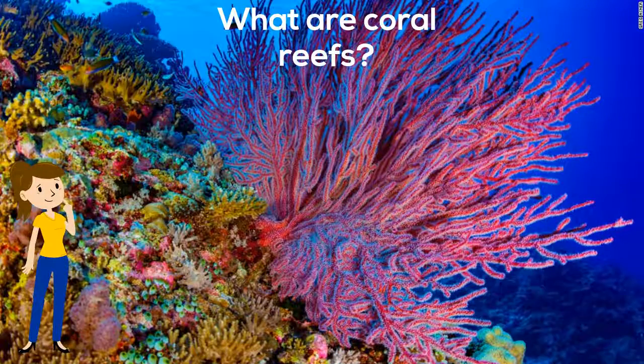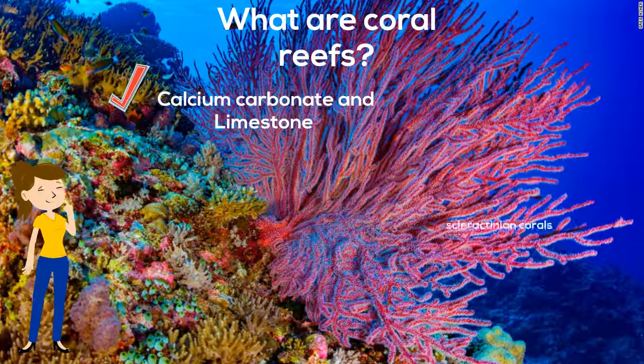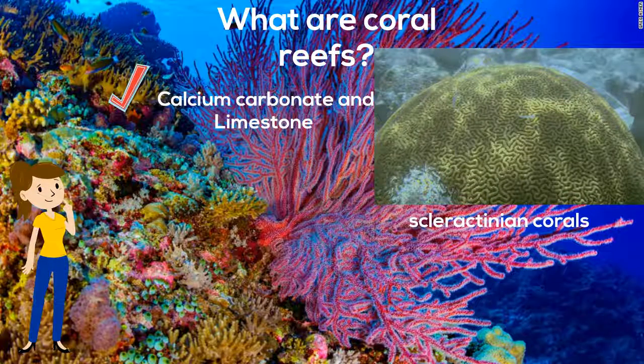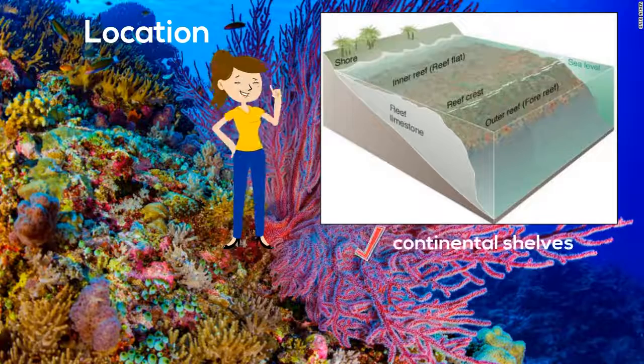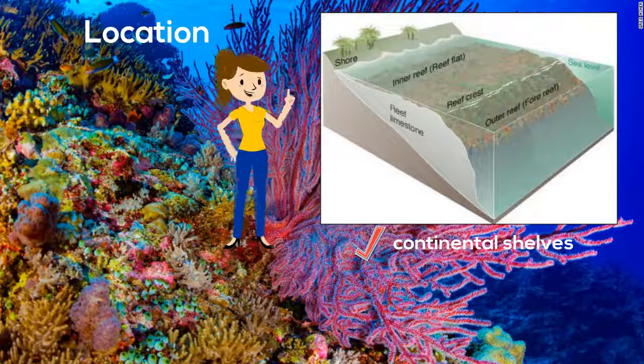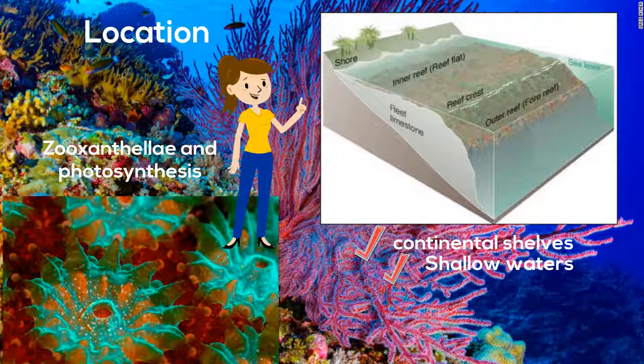We will first discuss how coral reefs form. They are made up of calcium carbonate and limestone deposited by other animals, but the main reef builders are scleractinian corals. Coral reefs are found on continental shelves. Corals only grow in warm, shallow waters because zooxanthellae need light for photosynthesis and need warm water for reproduction, a constant temperature of 68 degrees.